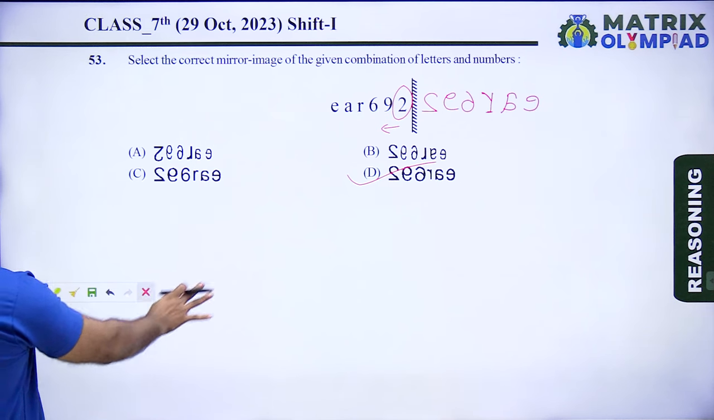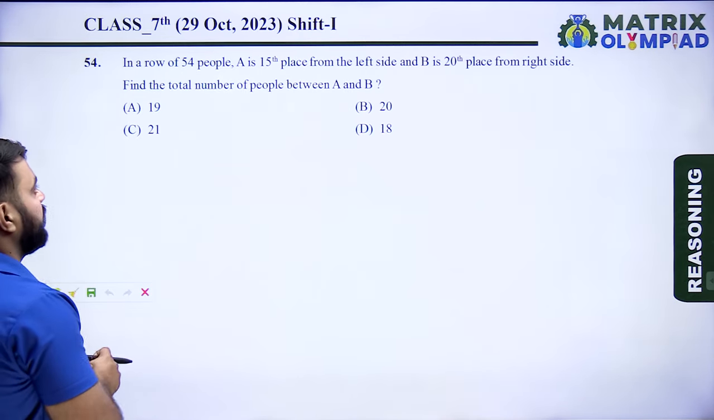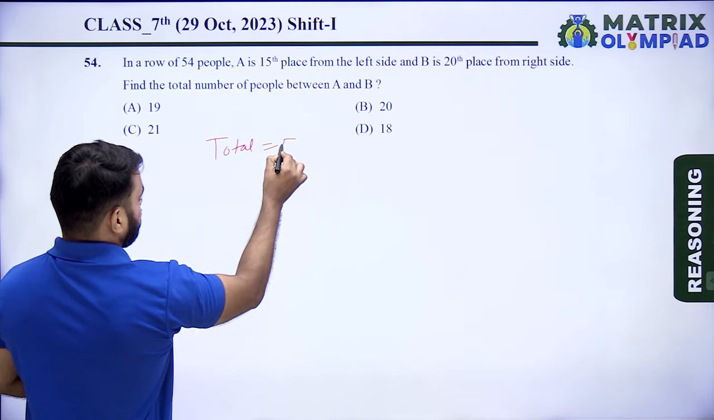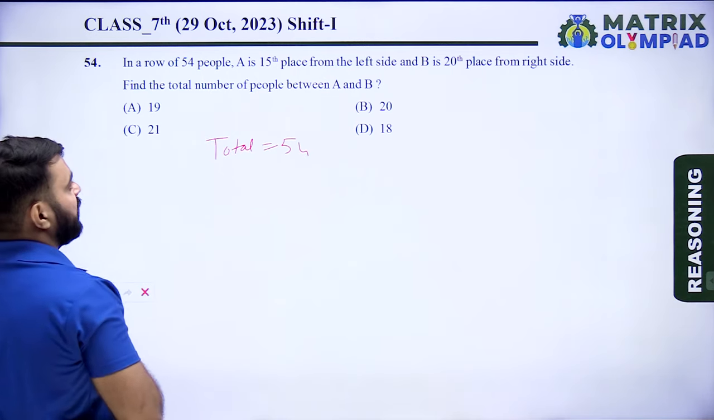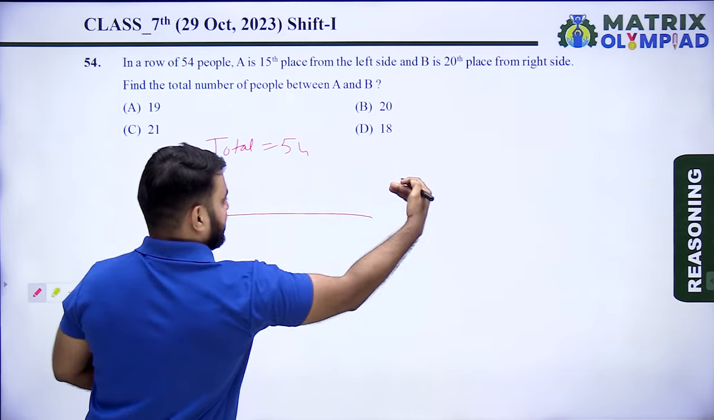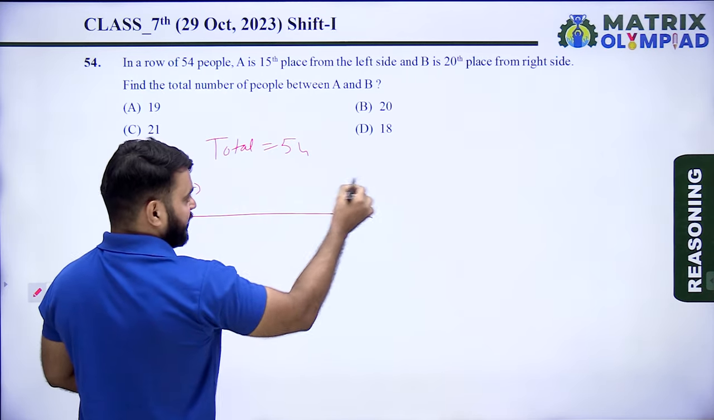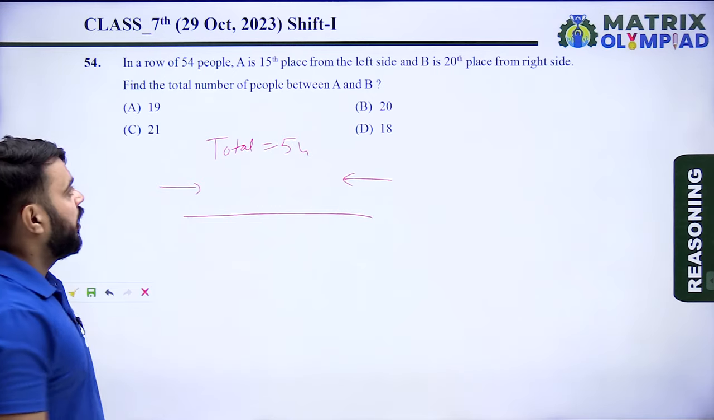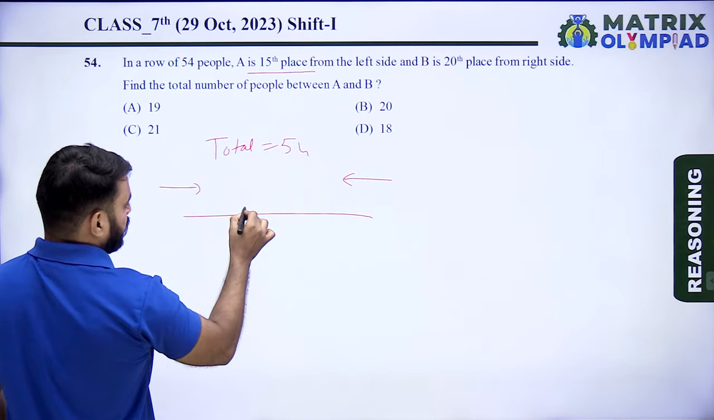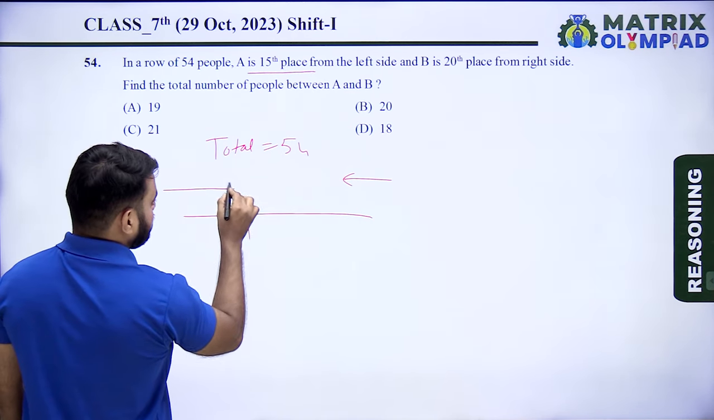So the next question is question number 54. In a row of 54 people, so the total number of people is 54. A is 15th from the left side. This is the left side of the row and this is the right side of the row. So the position of A is 15 from the left side.